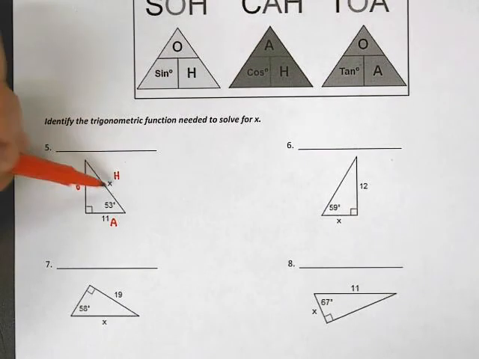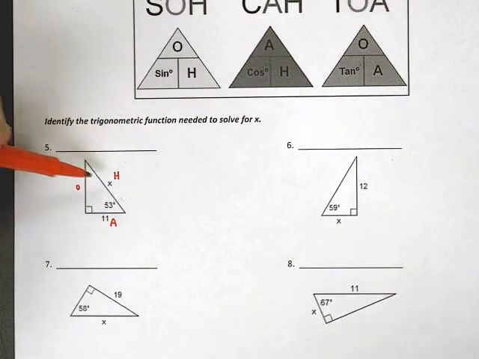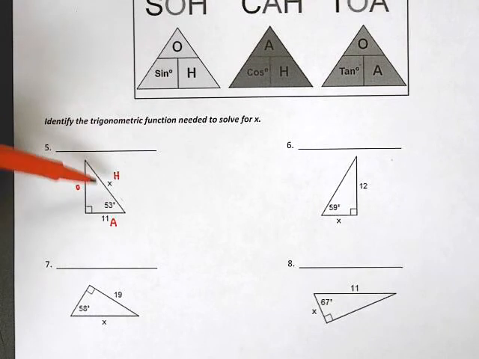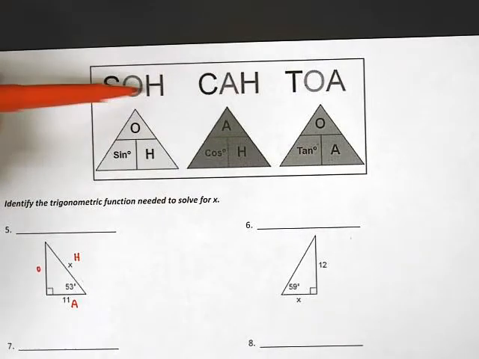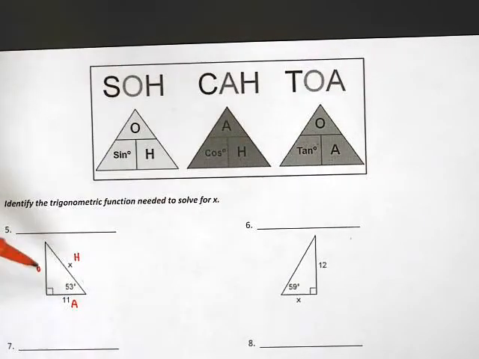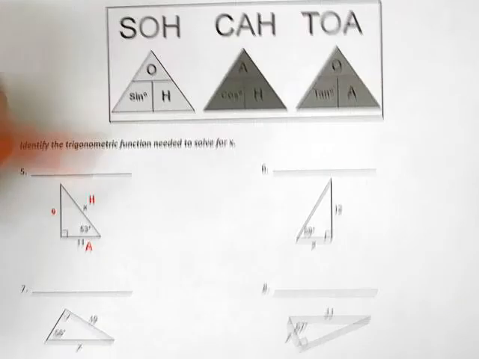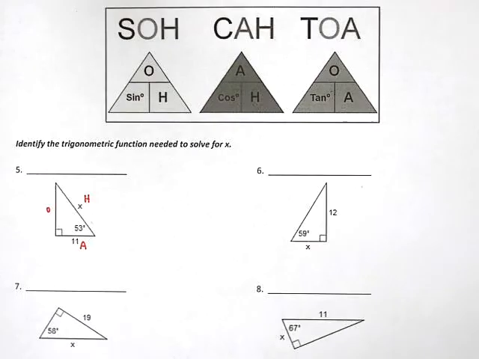If I'm trying to solve for this unknown side, this hypotenuse in this case, it's the H, well that means I need to use a trig function that uses the hypotenuse. So which one of these does it get rid of? Okay, I already know I'm not going to be using TOA, because if I want the hypotenuse and the hypotenuse is not part of that ratio, well then that's not going to be any help.